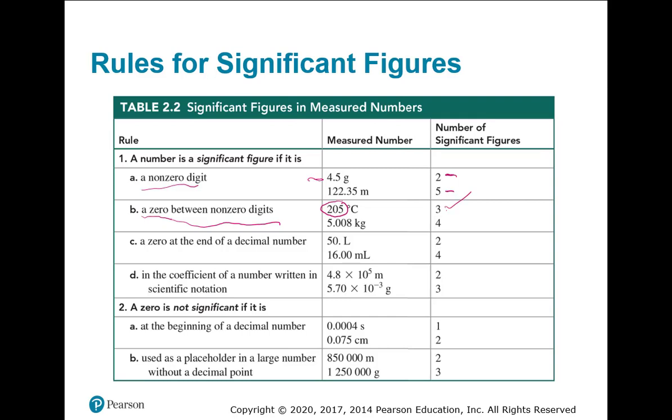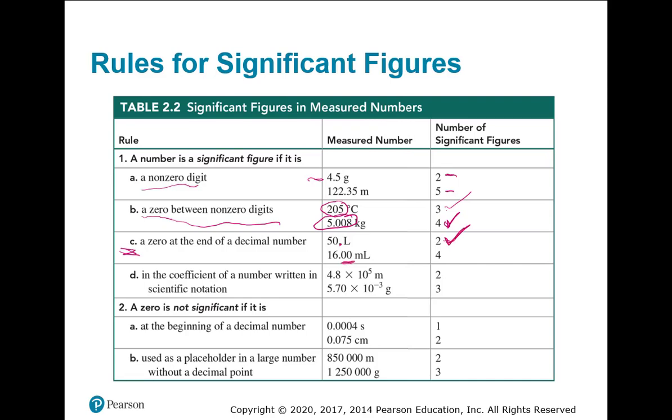5.008, those two zeros are sandwiched in between the 5 and the 8. So all of them are significant. 4 significant figures, all of those numbers. If a 0 is at the end of a decimal number, now here is a decimal that they made sure to tell us that it's 50 point liters. They didn't want you to go, it was about 50. No, they said 50 on the dot. So that would be 2 significant figures.